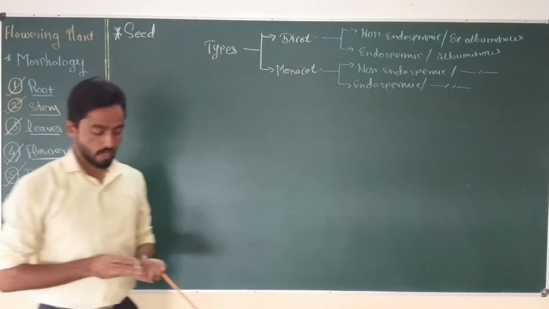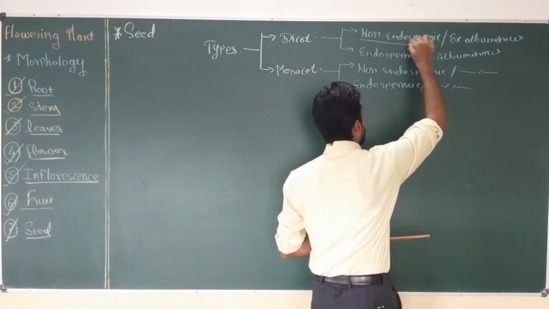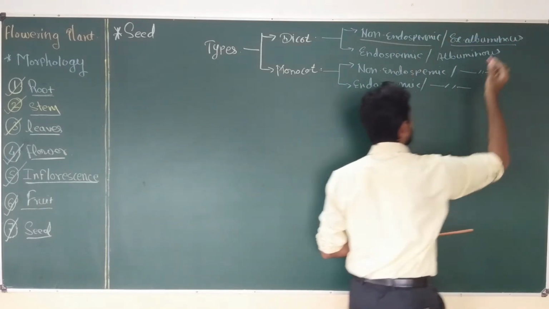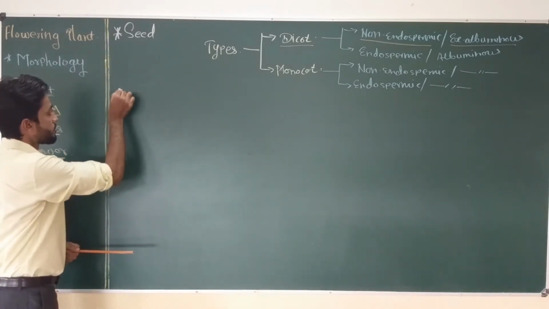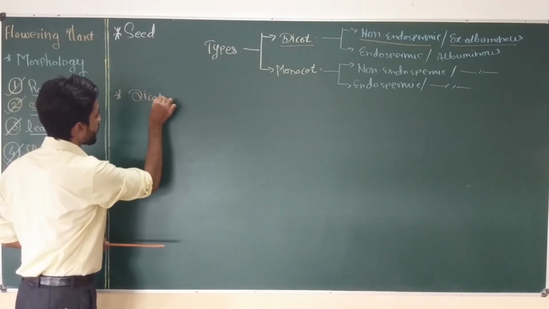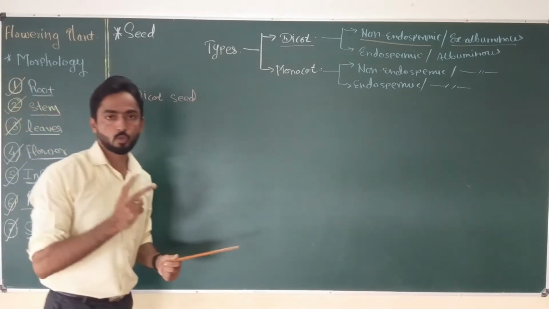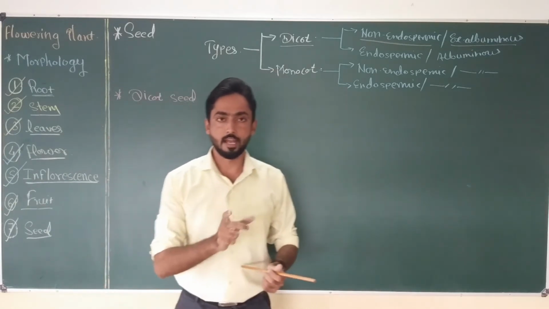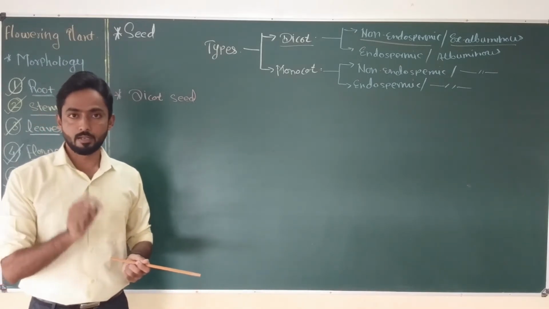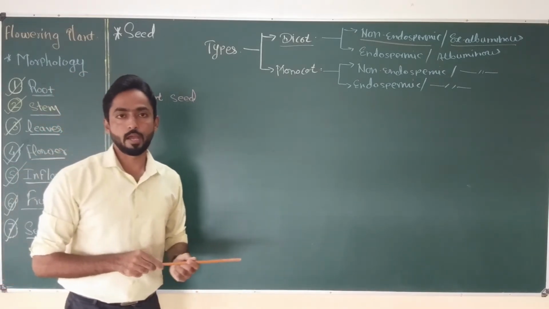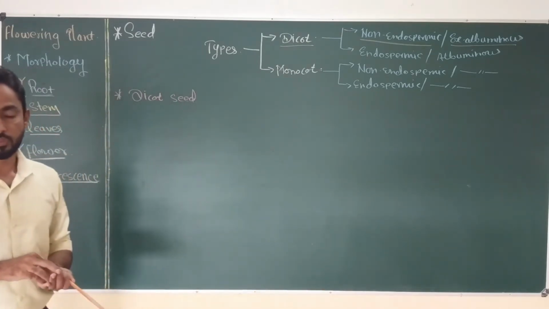Now in this video I am going to talk about the first type, that is the non-endospermic or exalbuminous dicot seed. Generally, flowers show two different types of essential whorls, androecium and gynoecium, out of which gynoecium is the female reproductive whorl and an individual member of the gynoecium is called a carpel. And each carpel is made up of three different parts.